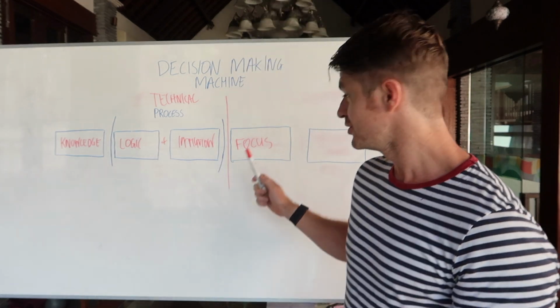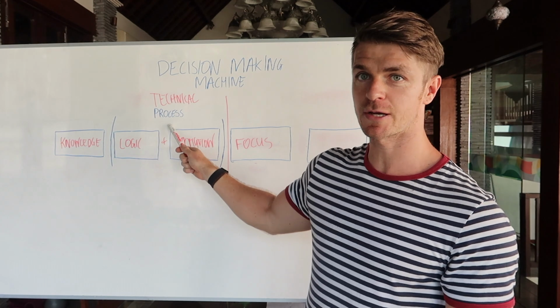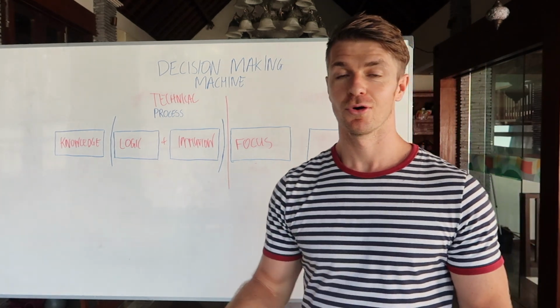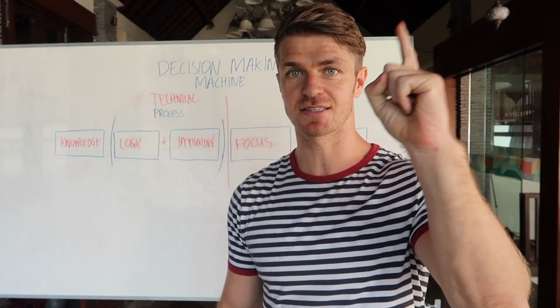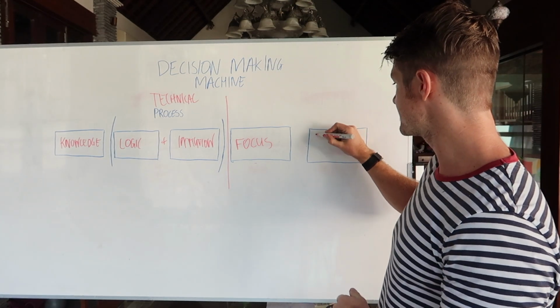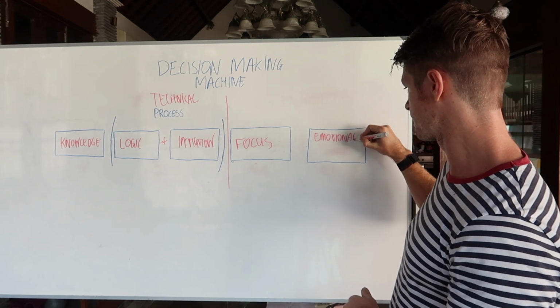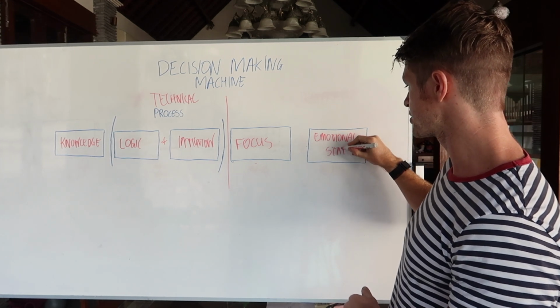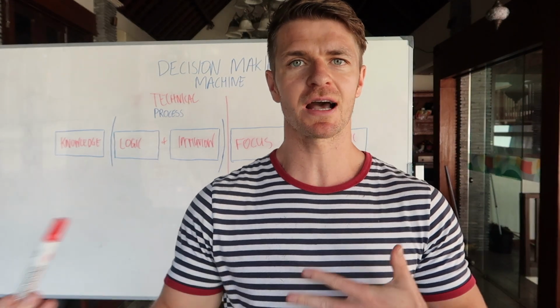All right. So let's say you've taken care of your focus. Let's say knowledge is good, you've got a great decision-making process, and you're highly focused. Surely there's nothing else. There's one more variable that impacts every single decision you make, and that is your emotional state. Your emotional state completely impacts every decision you make. And you might ask, why is that?